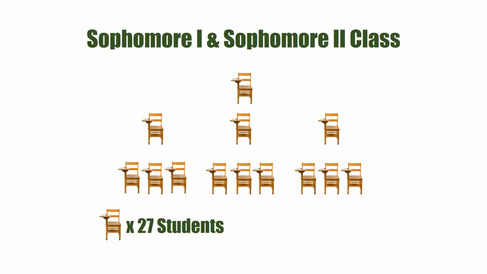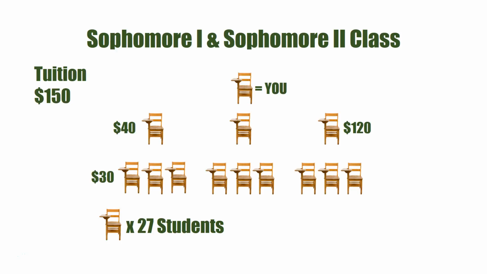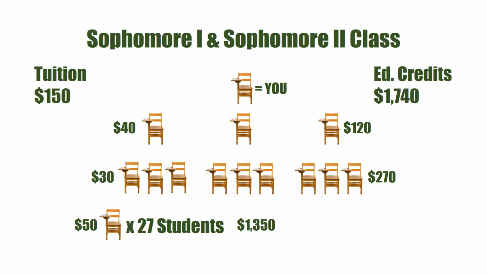Now the sophomore 1 class. Again, you are at the top of the class in sophomore 1 and sophomore 2. $150 tuition to join each of these classes. It pays out $40 for row number 1, a total of $120. $30 for row number 2, $270 total when those 9 seats are filled. $50 for row number 3, or a total of $1,350. $1,740 total income when you can fill this 39 seat classroom for sophomore 1 and sophomore 2.